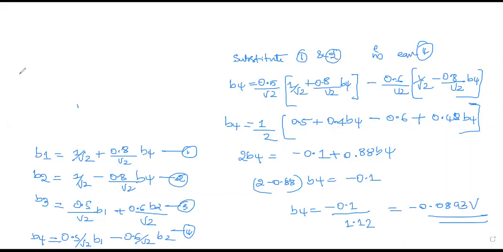Now, since you got B4, from B4 you are able to get two equations. One is you can find out B1, and one more is you can find out B2. Now consider your equation 1, that is B1. So you'll have 1 by root 2 into 0.8 by root 2, where the B4 value is minus 0.0893. Solve this and tell me the answer. How much is B1?